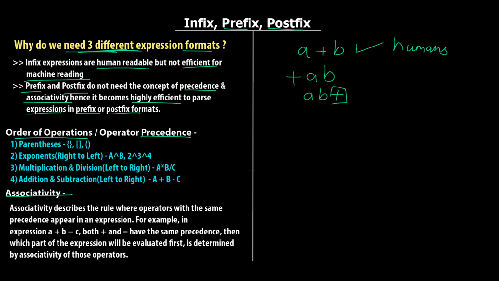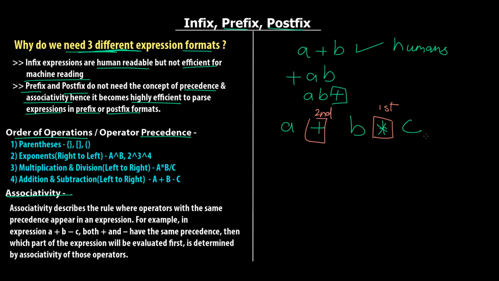So let's just take the same example of a plus b star c. Now this is an infix expression, and in this case the operator precedence has to be applied because star, or multiplication, happens first and then this happens second. So this information needs to be stored somewhere when you are evaluating this.